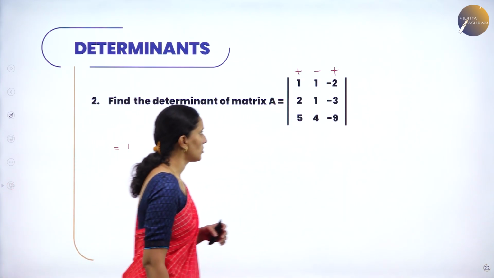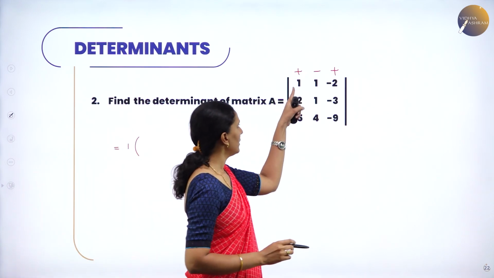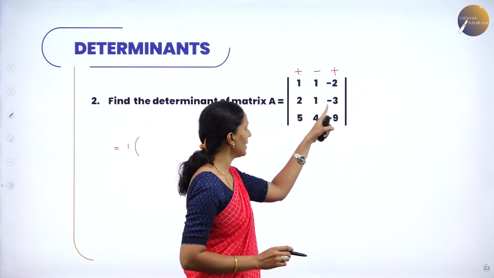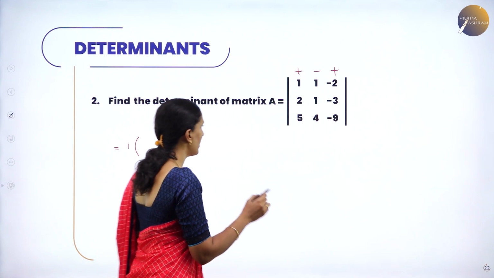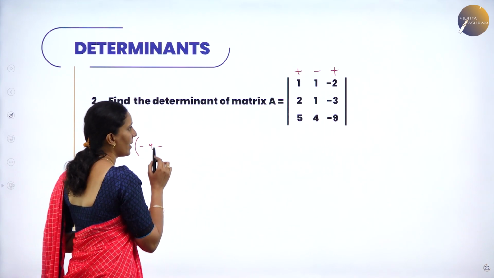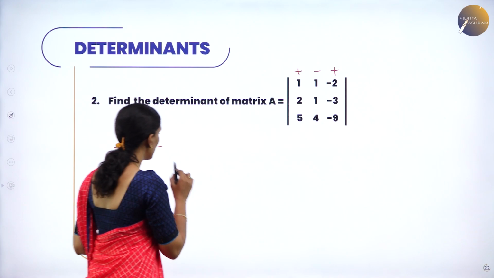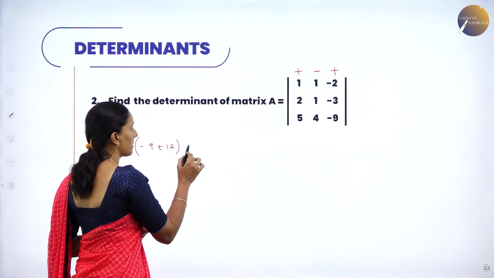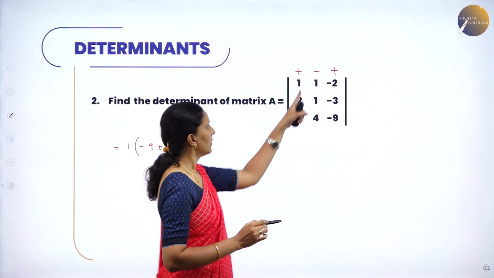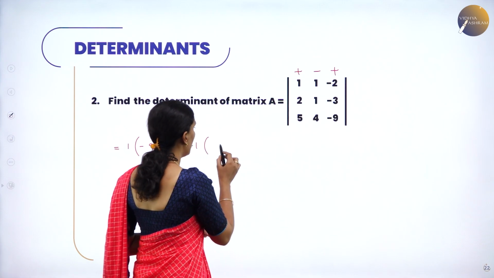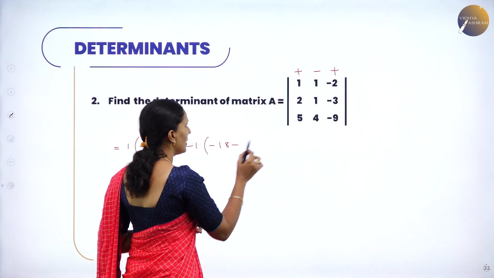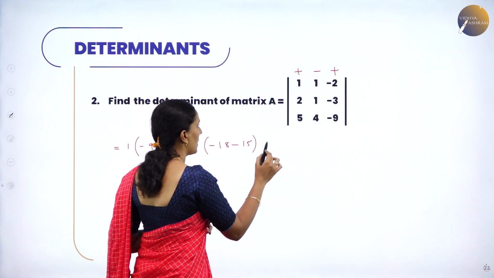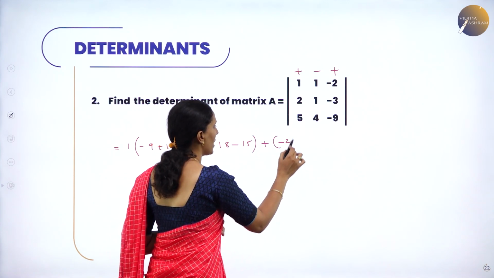Remember the sign convention. For 1, delete the column and row. We have 1, minus 3, 4, minus 9. 1 into minus 9 is minus 9. Minus 4 3's is minus 12, which becomes plus 12. Minus 1, delete the column and row here. Minus 18, minus 15. The last one is plus, but we have minus 2 here.